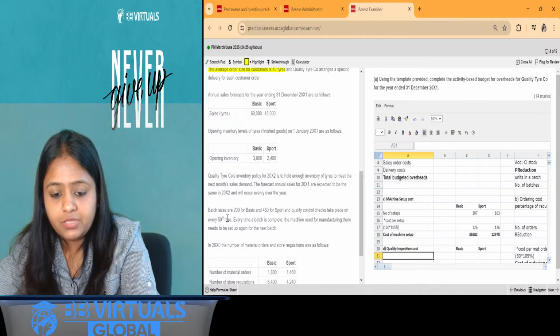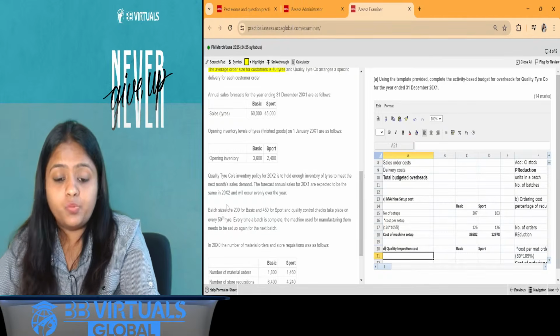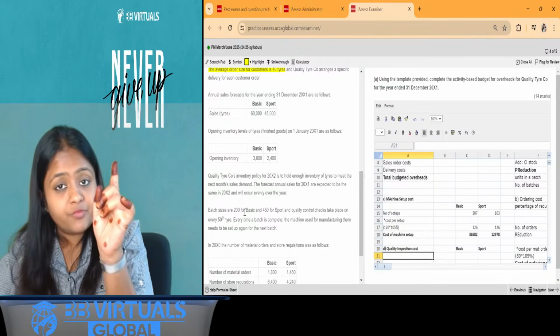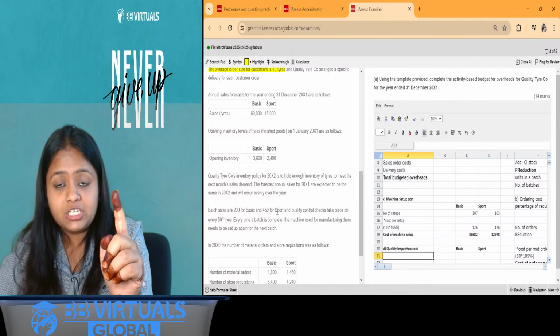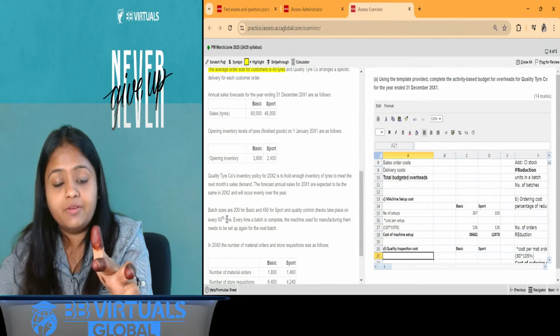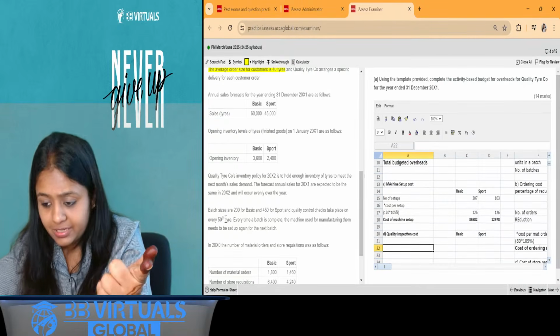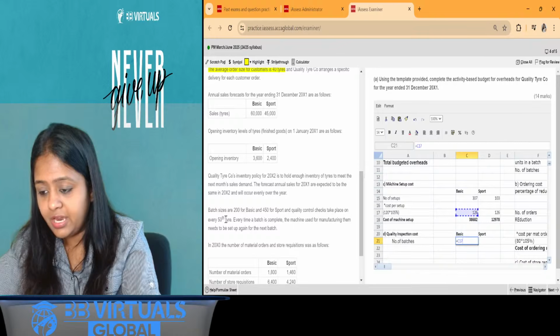This line tells you that batch sizes are 200 for basic and 450 for sport, and quality control checks take place on every 50th tire. So when I look for the number of batches, every batch will require 4 inspections, correct? Here every batch in case of sport will require 9 inspections. Why? 450 divided by 50 gives me 9. So here I can just write that number of batches, we already have 307 and 103.